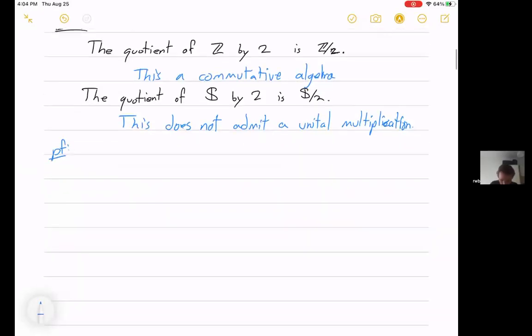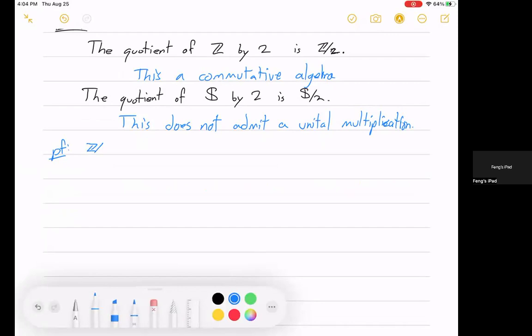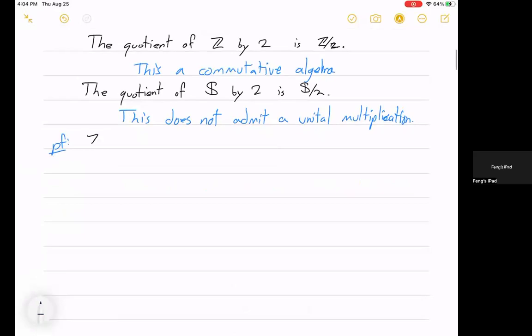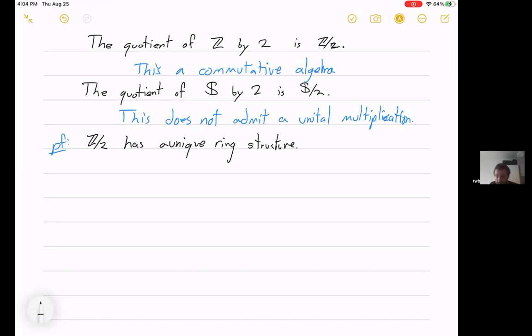So let me just sketch an argument of why this thing isn't a ring. Z mod 2 has a unique ring structure. And so what that means is that if we did have a ring structure on S mod 2, then pi 0 of it would be Z mod 2 with its unique ring structure, so we get a ring map like that. And now what we're going to do is argue that a ring map of this form is already a contradiction.